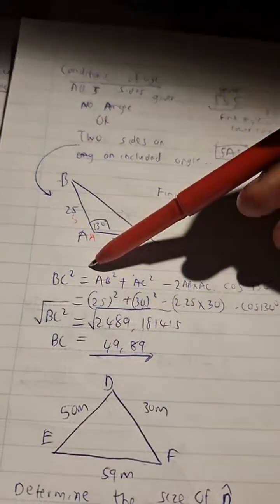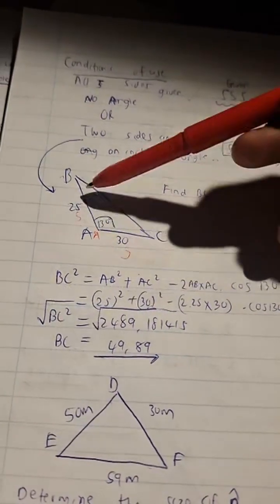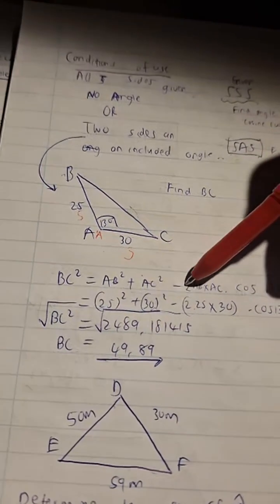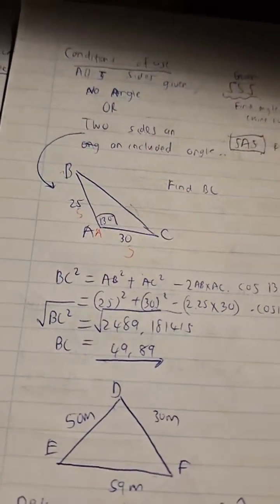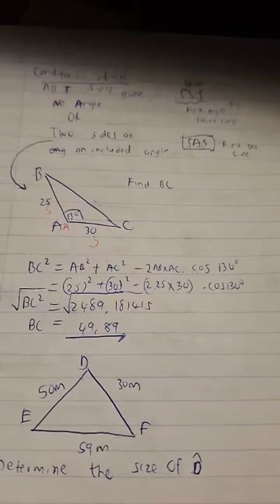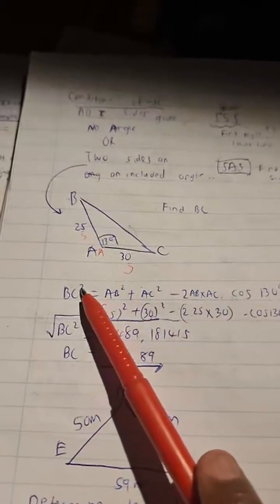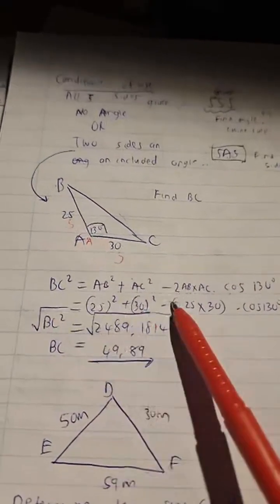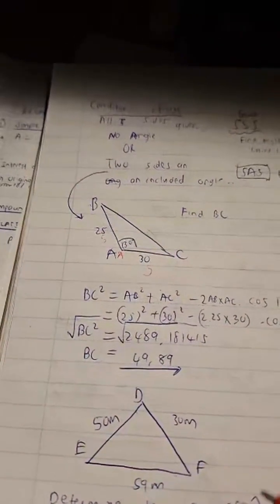BC squared is equal to AB squared, plus AC squared, minus 2 times AB times AC times cos of the sandwiched angle. And all you do is use your calculator from there. Remember, since BC squared is squared, once you get the value here, you take the square root of that entire value.